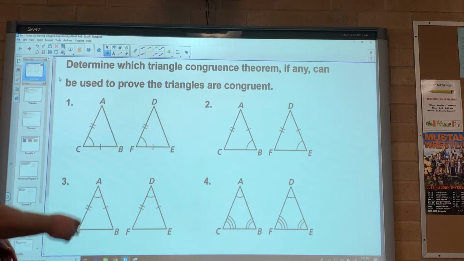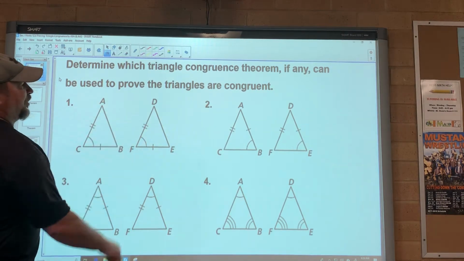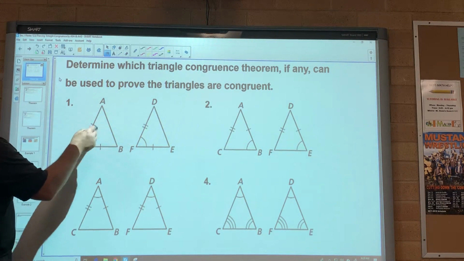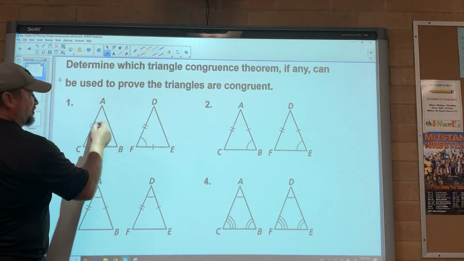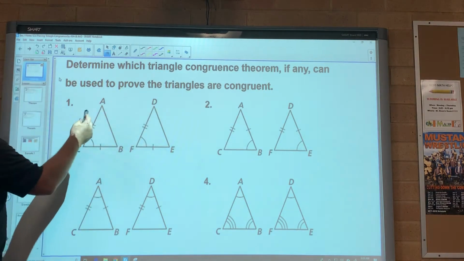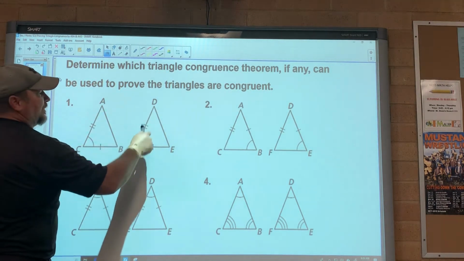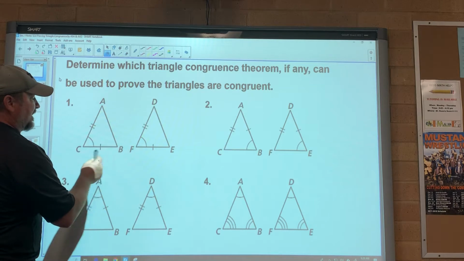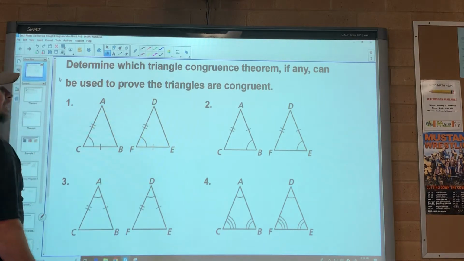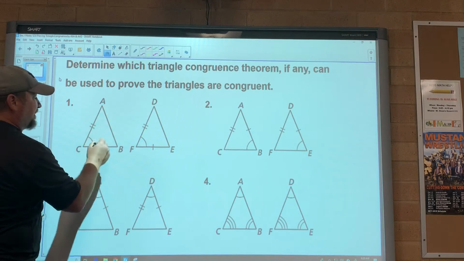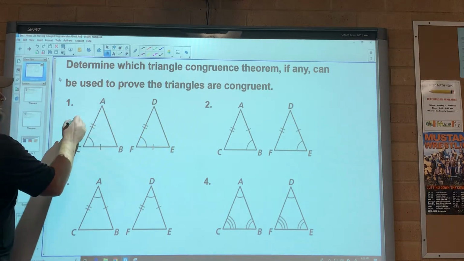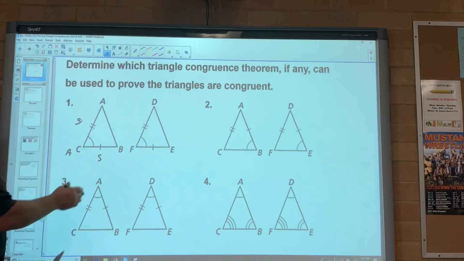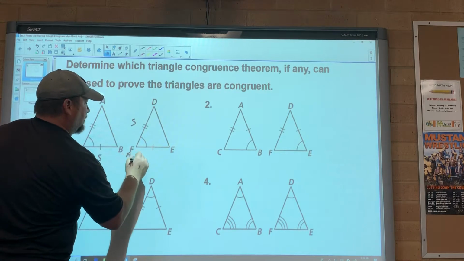We have triangle ABC, and let's see if we can prove if it's congruent to triangle DEF. All right, well, on triangle A, we have a side marked with two marks, and we have a side marked DF with two marks. We also have a side CB with one mark and an EF with one mark. And then we also have an angle in between the two sides. So this one is side, angle, side. I actually like to do it like that. So side, angle, and side.